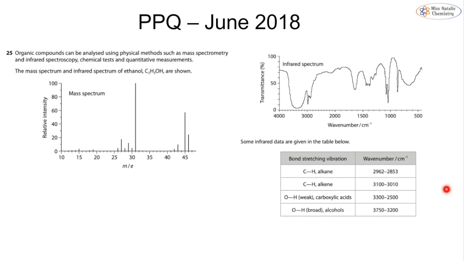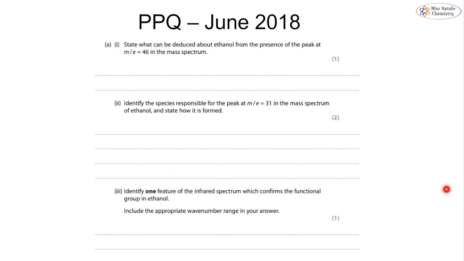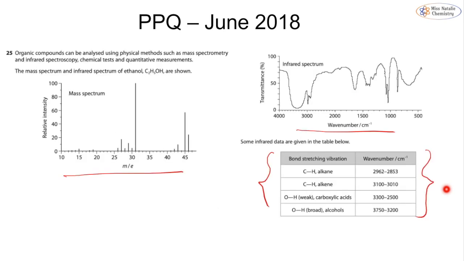So we're given this mass spectrum, and we are also given this IR, and they've given some infrared data in the table, so you don't necessarily have to use your data book here. They are giving you a hand to figure out which one you need. We want to know what can be deduced about ethanol from the presence of the peak at the mass to charge ratio of 46. Let's go back here and see that this peak here is 46. So we already know that this is the molecular ion peak.